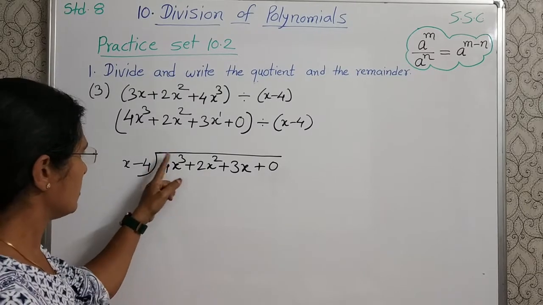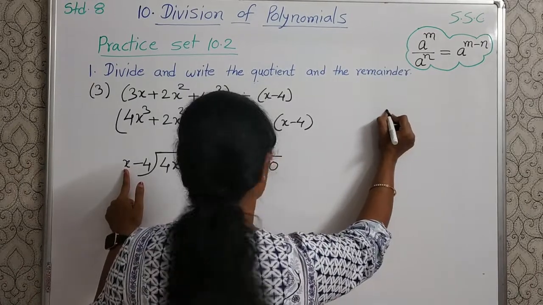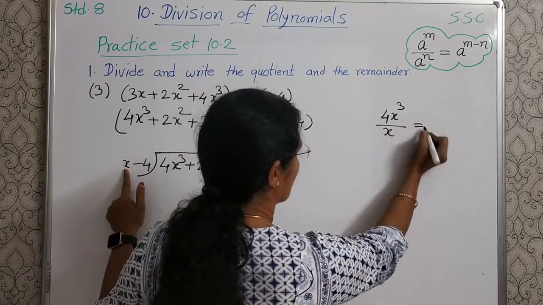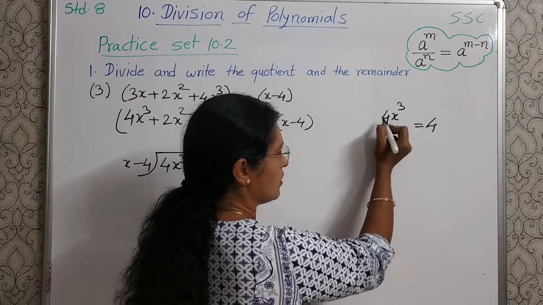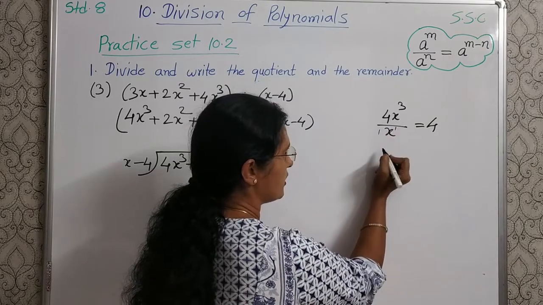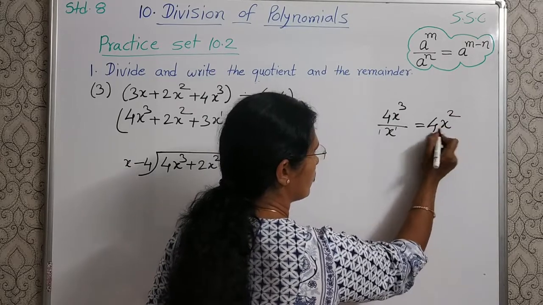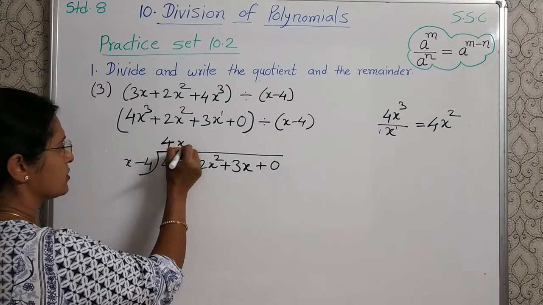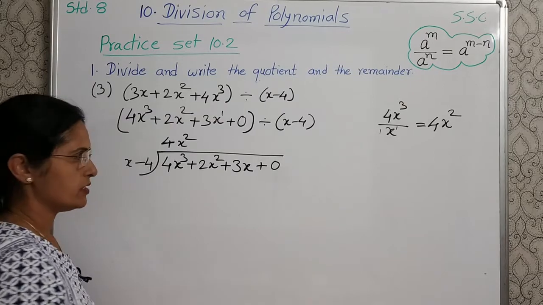Now take the first term from the dividend and first term from the divisor and find the quotient. So 4x cube by x. Now write 4 here because 4 by 1 is 4 only. X cube by x. So here it is 1. 3 minus 1 is 2. So the quotient will be 4x square. Write the quotient here, 4x square. Now multiply this with the divisor.